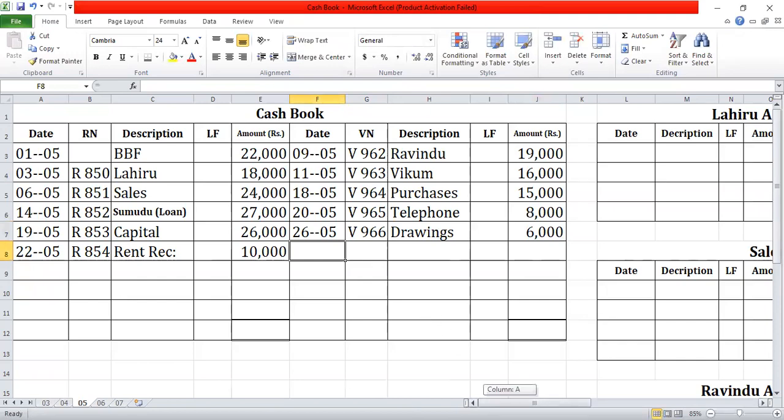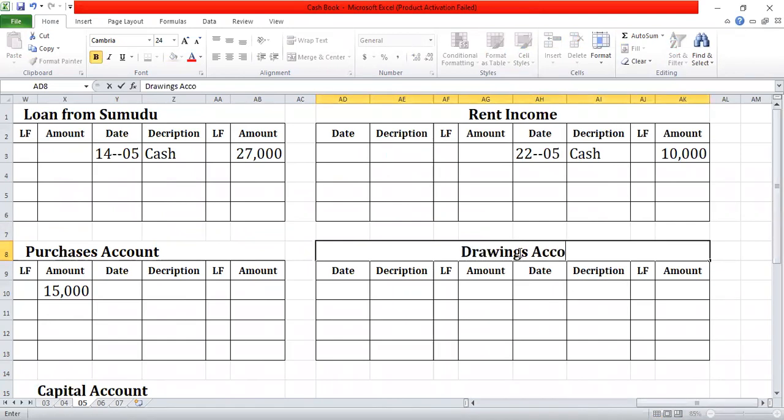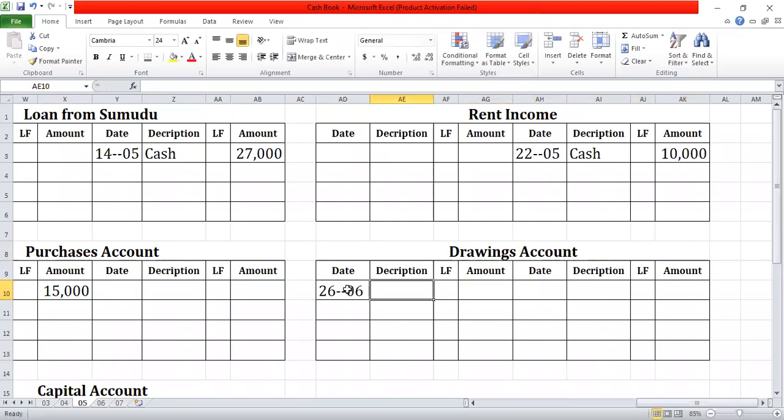Be very careful as you have to open a new account for drawings. I think you have written this. Drawings is an equity account, but it's a negative equity. So on 26th of May, the drawings account is debited by the owner as withdrawn cash worth 6,000 rupees. Drawings debited 6,000.